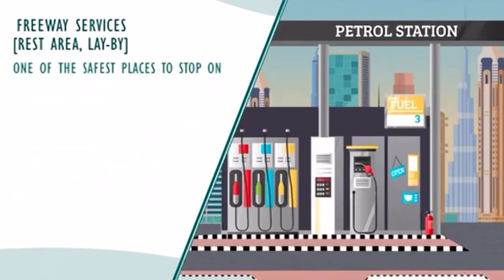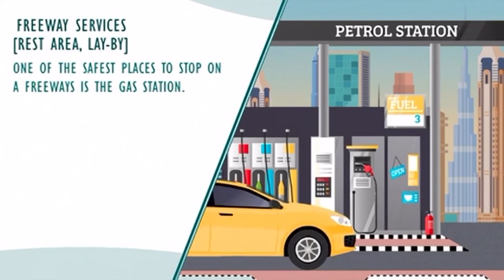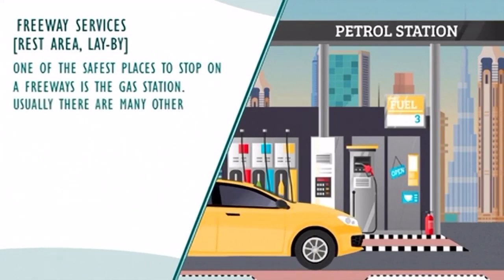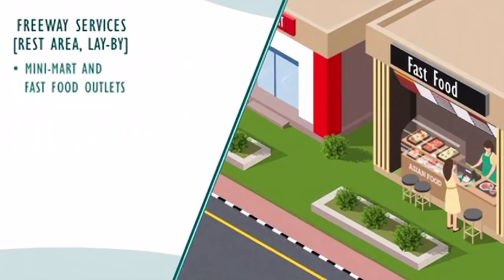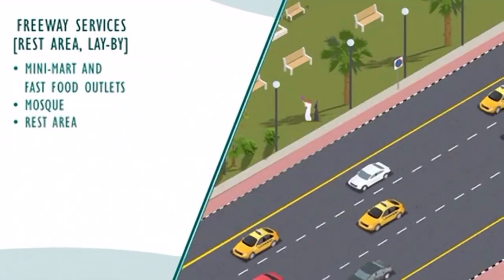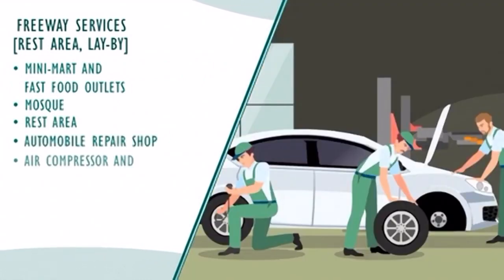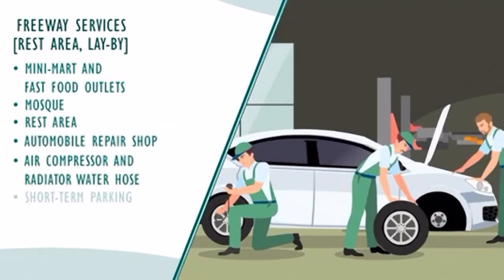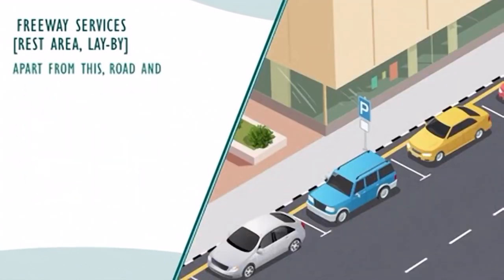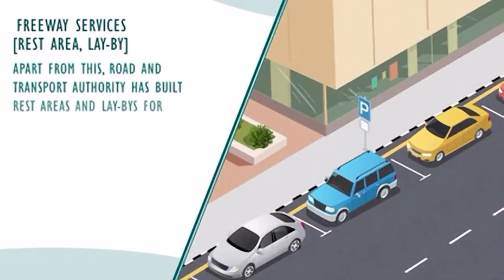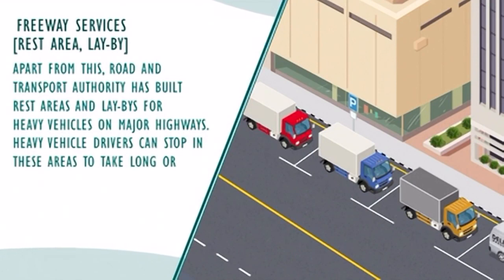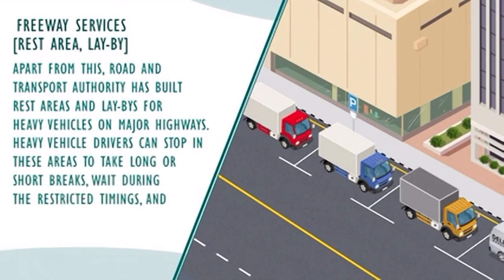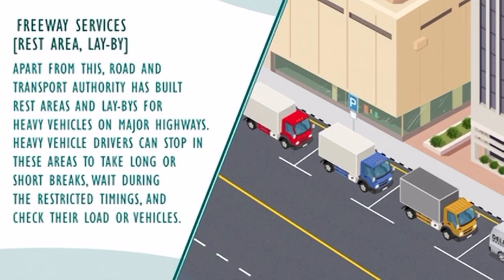One of the safest places to stop on a freeway is the gas station. Usually there are many other services available besides a gas station, like mini-mart and fast food outlets, mosque, rest area, automobile repair shop, air compressor and radiator water hose, and short-term parking. Apart from this, Road and Transport Authority has built rest areas and lay-bys for heavy vehicles on major highways. Heavy vehicle drivers can stop in these areas to take long or short breaks, wait during the restricted timings, and check their load or vehicles.